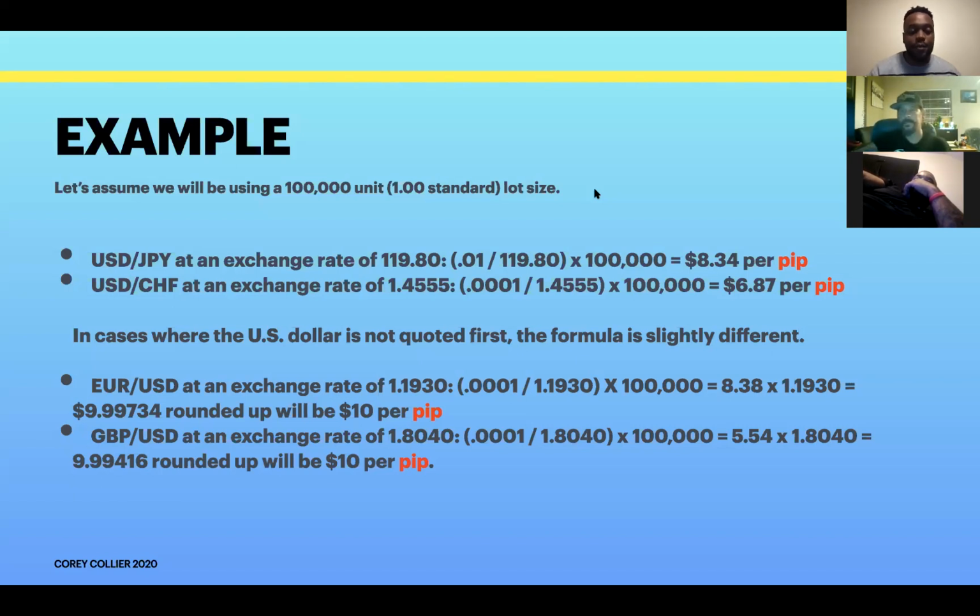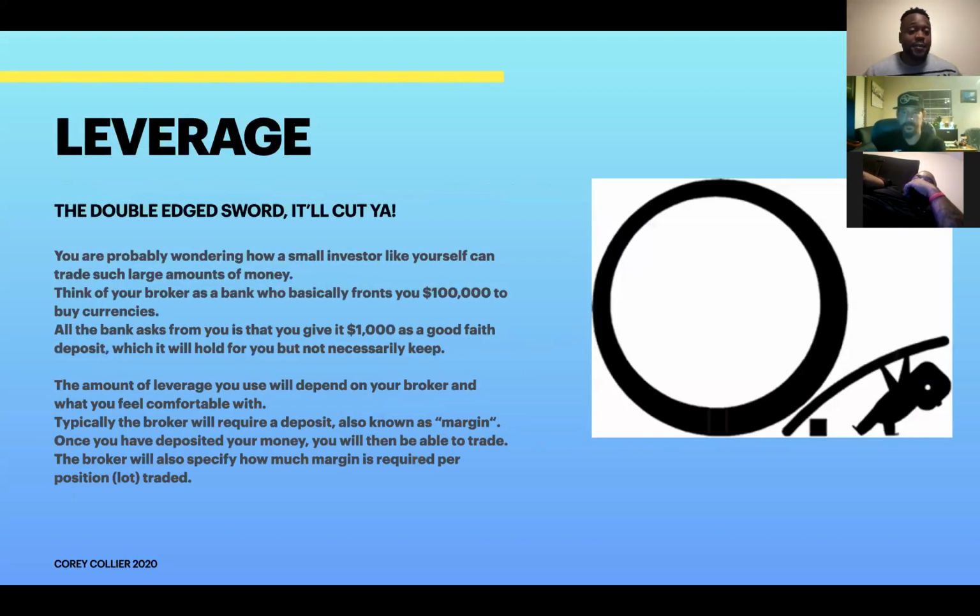Okay. All right, let's keep going. So going back to leverage, guys, here's that double-edged sword that it'll cut you, right? So you're probably wondering how small investors like us can trade such large amounts of money. Think of your bank, which basically fronts you 100K to buy currencies. All the bank asks is that you give them $1,000 as a good faith deposit or margin, which it will hold for you, but not necessarily keep.